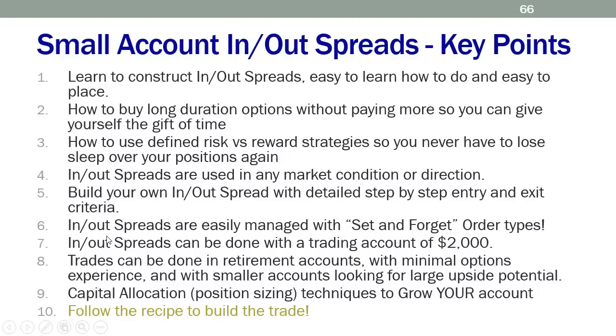Number 7, in-out spreads can be done with a trading account minimum of $2,000. And number 8, all the trades can be done in retirement accounts. The account that I showed you, and every trade that I showed you today, was done in my IRA. Why do I do that? Because most of our clients are trading in their IRA. Minimal options experience, smaller accounts, looking for larger upside potential, we cover it all. Number 9, capital allocation. You're going to learn position sizing techniques to grow your account. Number 10, and critical, follow the recipe to build a trade.